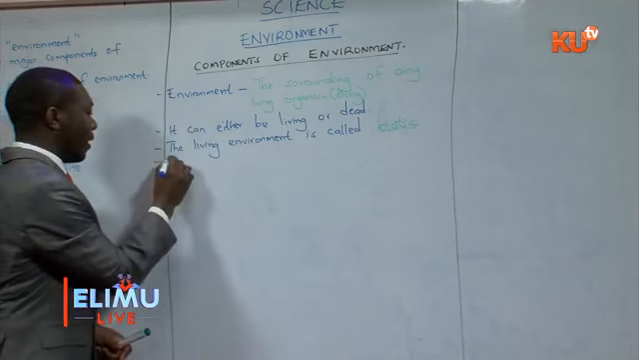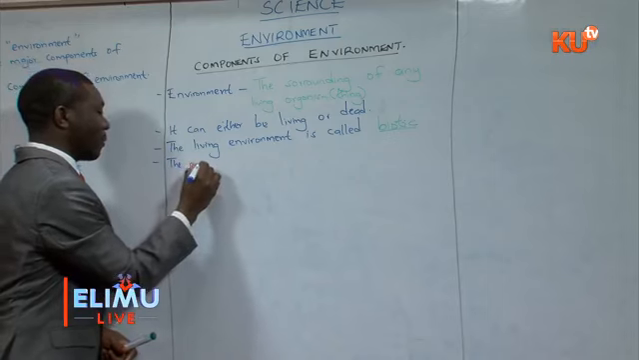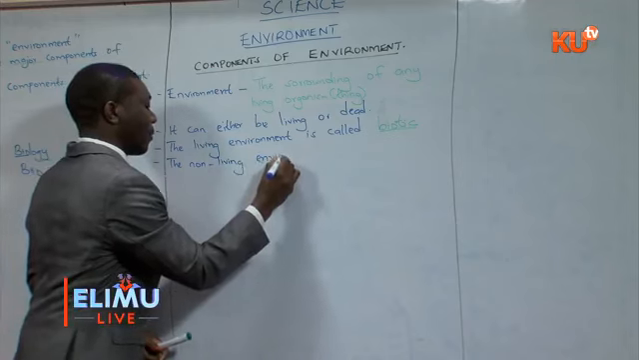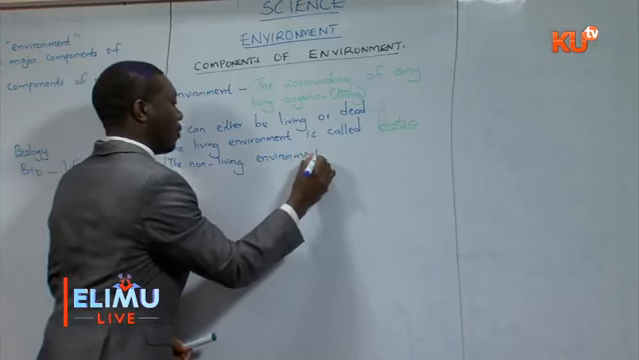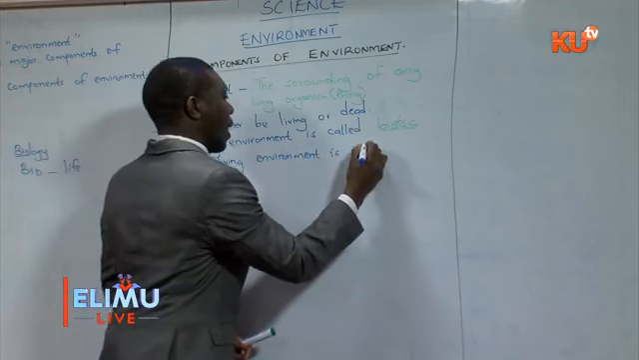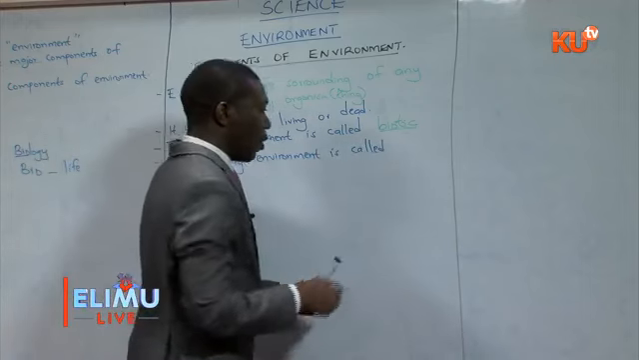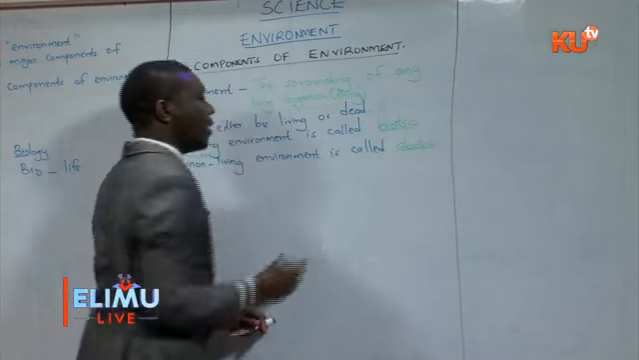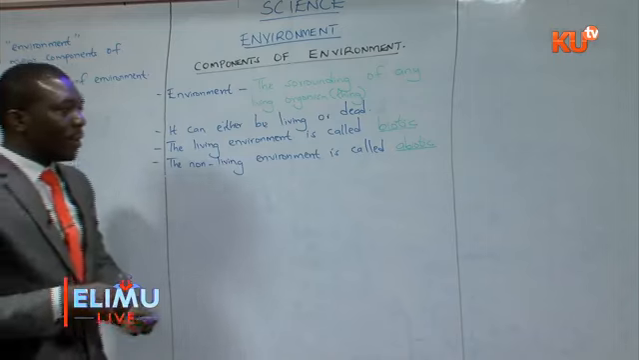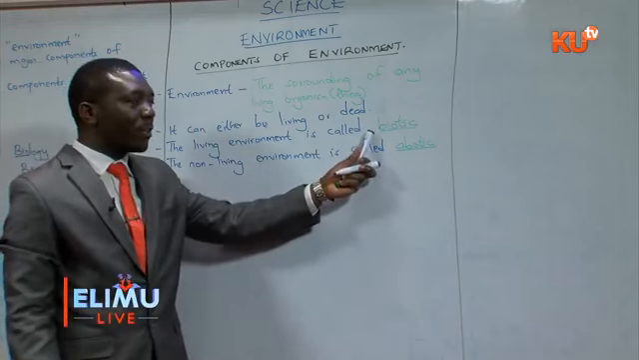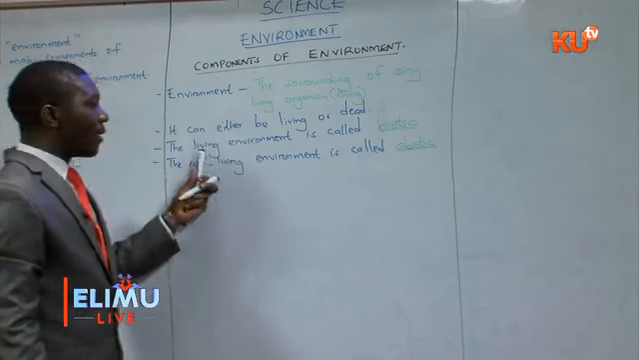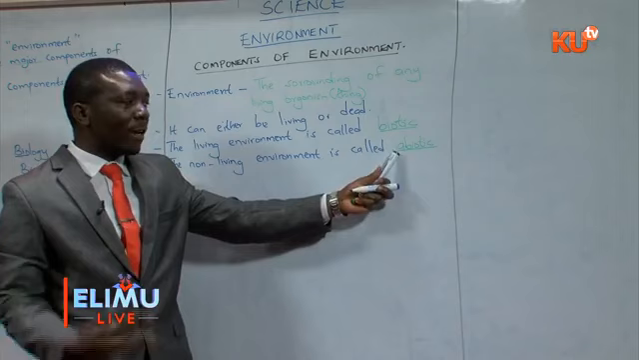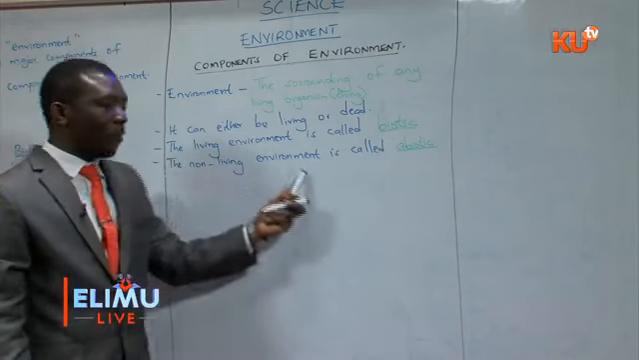So the non-living environment is the one that we call abiotic. So you can see the difference. When it is just biotic, we don't have an A that begins on the left. That one is the living thing because the word bio means life. When they add an A, it means that life has gone. So it is a non-living component.